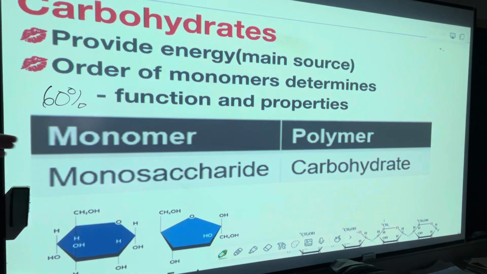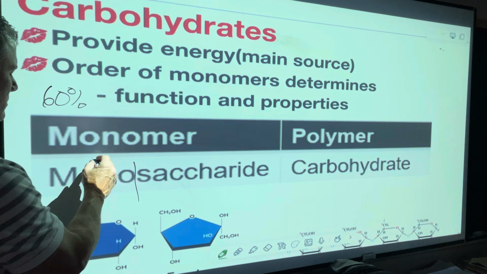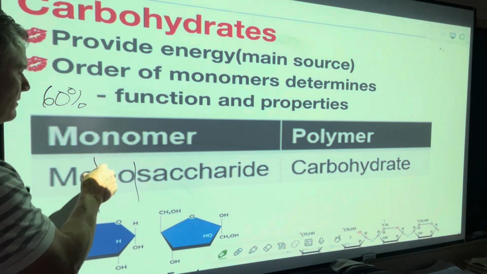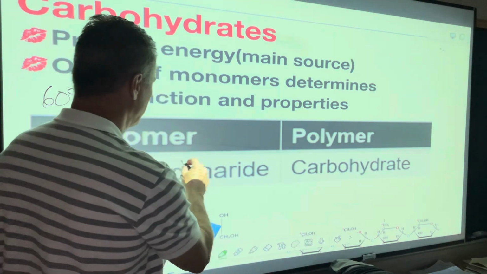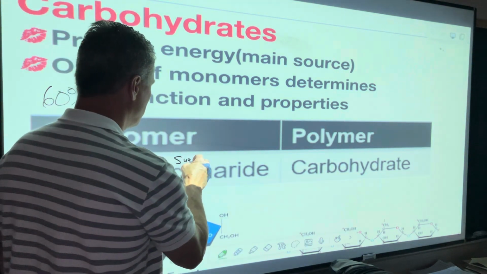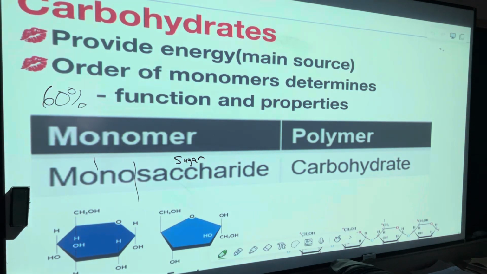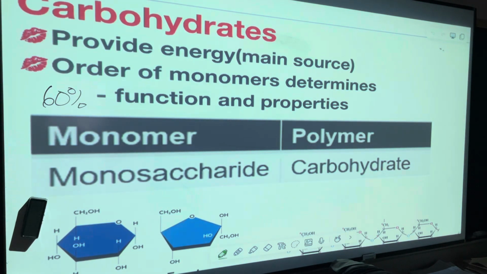Again, the monomer is called a monosaccharide. Mono means what number? Can't hear you. I'm getting old and deaf and I got a fan on. 1. Saccharide means, I would be surprised if you knew it, sugar. Anytime you see that word saccharide, that means sugar. So this is a one sugar molecule called a monosaccharide. That is the monomer for carbs.